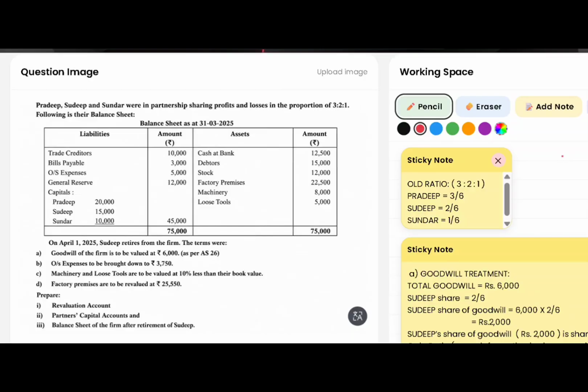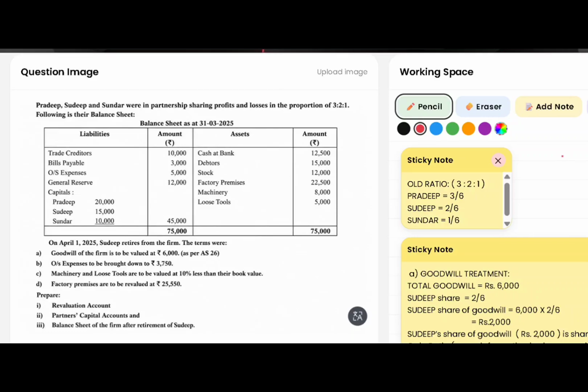And following are the adjustments given here. On 1st April 2025, Sudeep retires from the firm, and the terms and conditions are given here. The first one, the goodwill of the firm is to be valued at rupees 6,000 and it should be treated as per AS 26. Next, we have outstanding expenses to be brought down to rupees 3,750. Next, we have machinery and loose tools that are to be valued at 10% less than their book value.